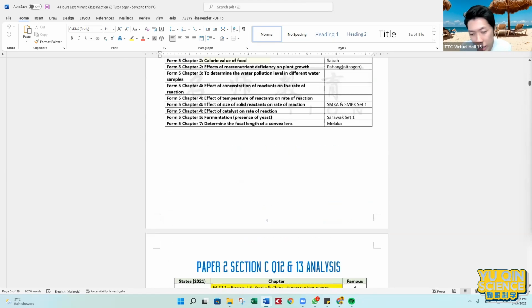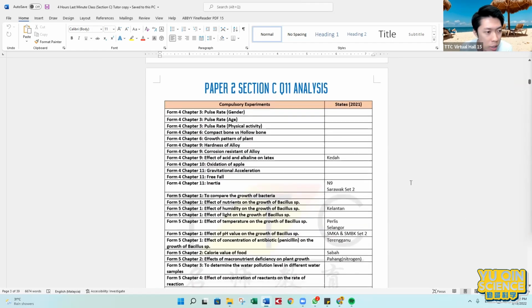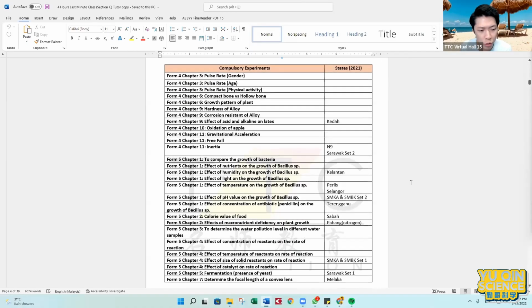Okay, this is the question 11 experiment. This is a summary for you. This is all the compulsory experiment. These are the states. You can have a look, like all the states go crazy over chapter 1.